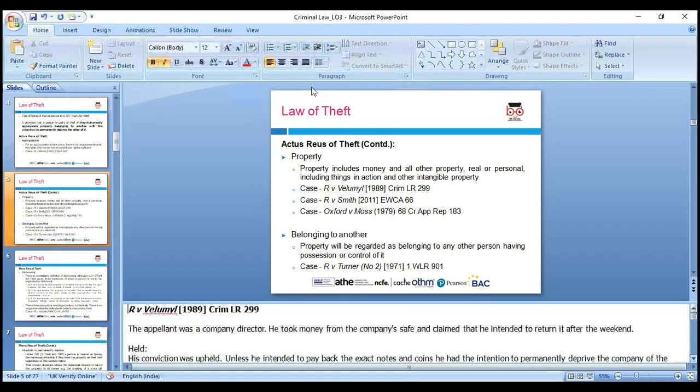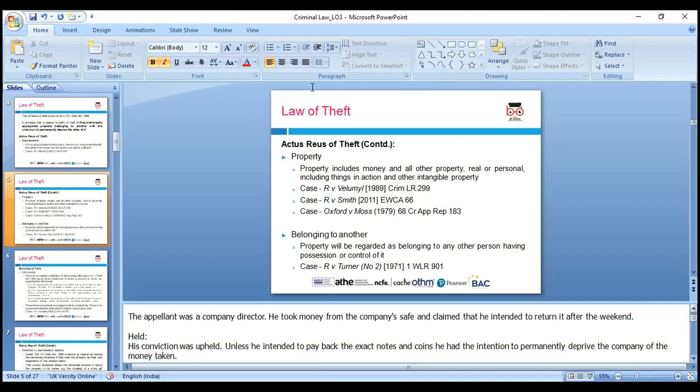Held: the conviction was upheld. Unless the intent was to pay back the exact notes and coins, he held the intention of permanently depriving the company of the money taken.